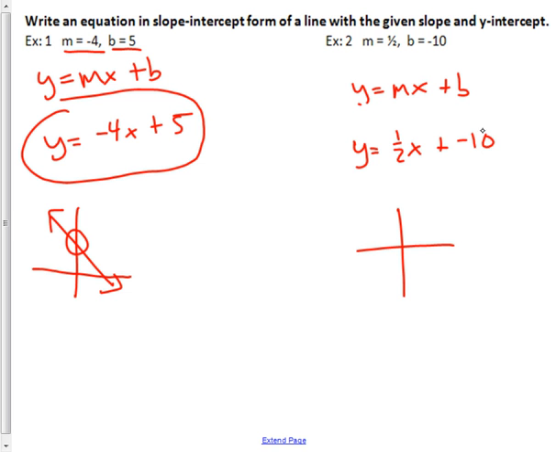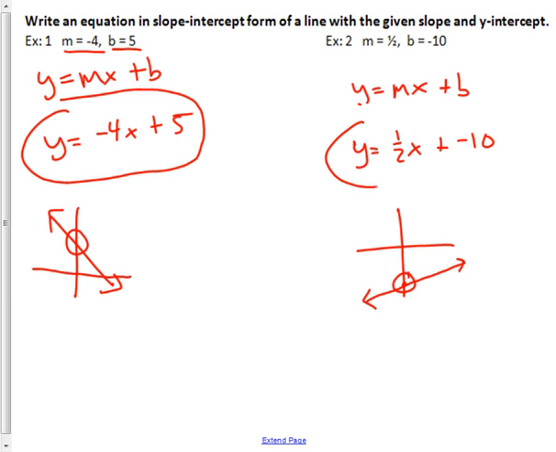So let's talk about what this looks like. Well, we know here that it's going to cross the y-axis at -10, so it's going to be somewhere down here. So I'll just kind of circle that point. Now, this is a positive graph, but it's only going up 1, and it's running 2. So it's actually going to run more than it's going to rise. So our graph's probably going to be pretty flat, like this one, as opposed to the one over here that was dropping quickly because it had a slope of -4.